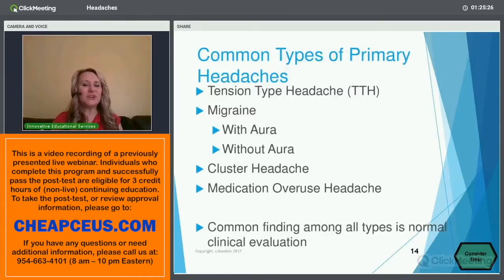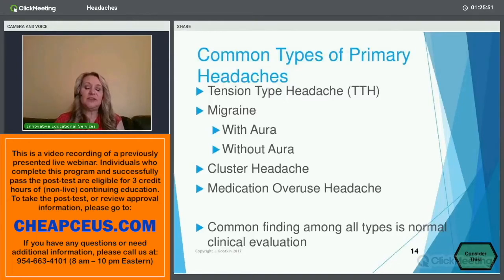When we go through our discussions today, we're going to look at the physiology of tension and migraine headache with and without aura. Aura is where the individual has a specific set of different neurological symptoms that they experience before they actually have that headache pain. We'll talk about cluster headaches as well as medication overuse headaches.